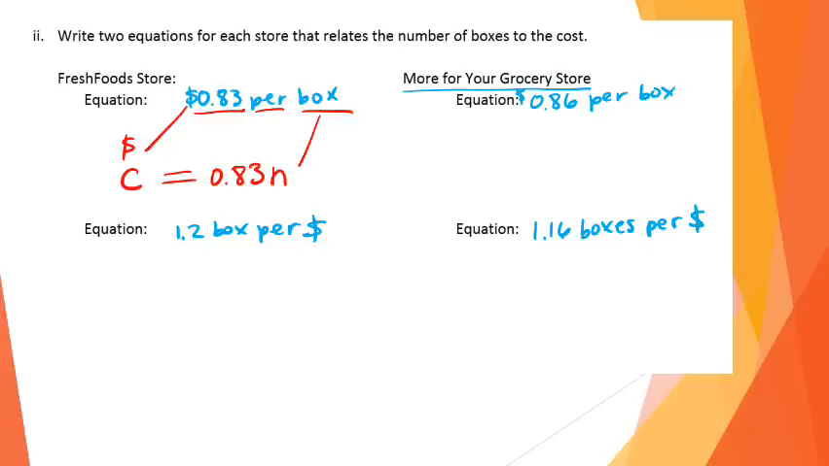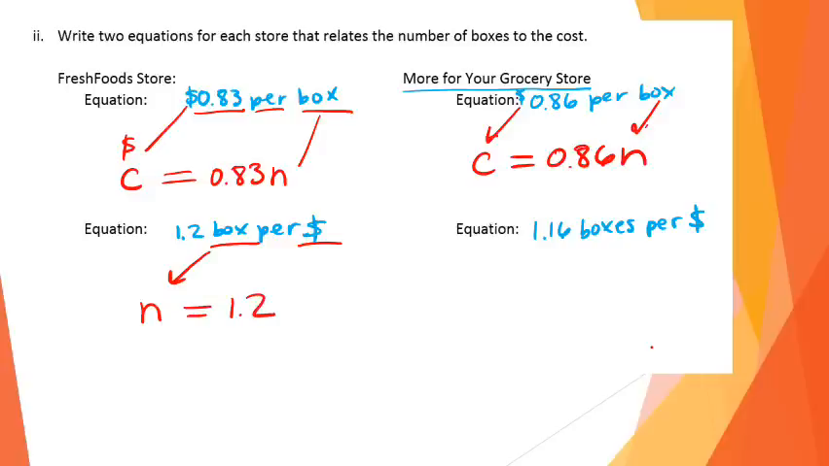At More for Your Money grocery store, it was 86 cents per box. So my equation starts with cost equals 86 cents per box. I'm going to put my N here. And now on the second equation, I'm going to write it a different way because now I'm talking about boxes per dollar. So my equation is going to start with N for number of boxes equals 1 2/10 times C, dollars.